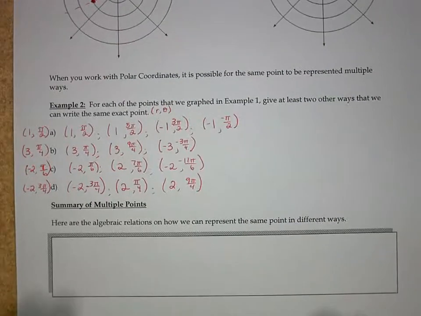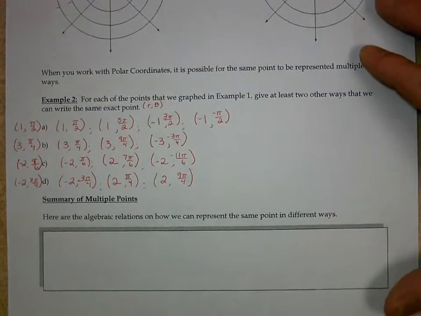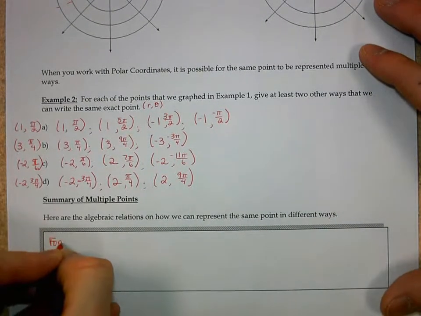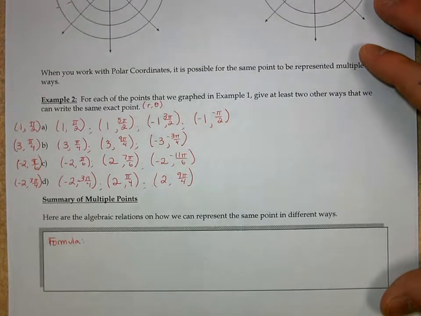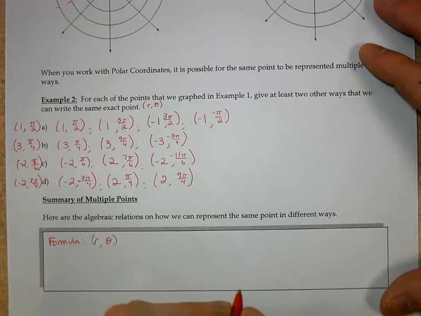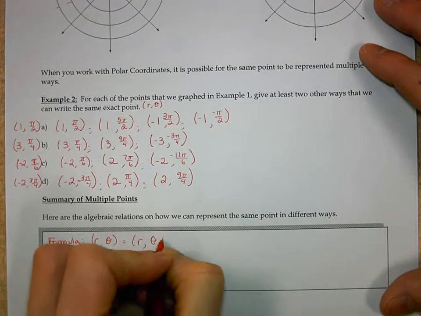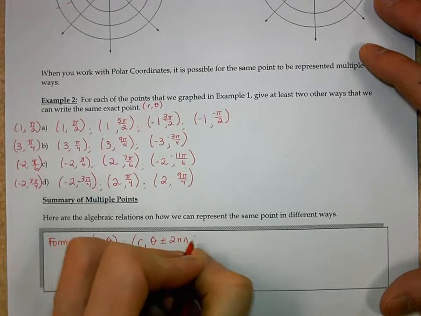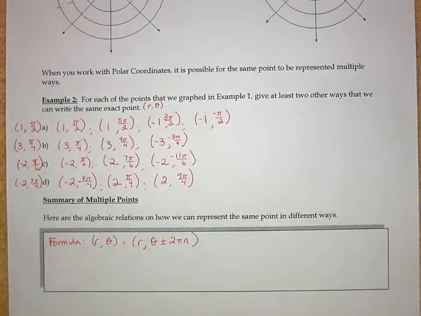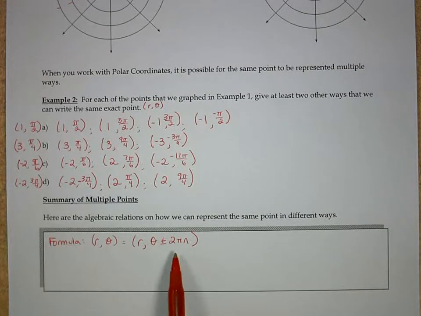So if I were to summarize all those points, there's 2 formulas we can look at. In the formula format, it could be in the pattern r comma theta, which is our polar format, which is r, and then theta plus or minus 2 pi n. That should look very familiar to you. You keep the same r value, but it's every single time you go around the unit circle.